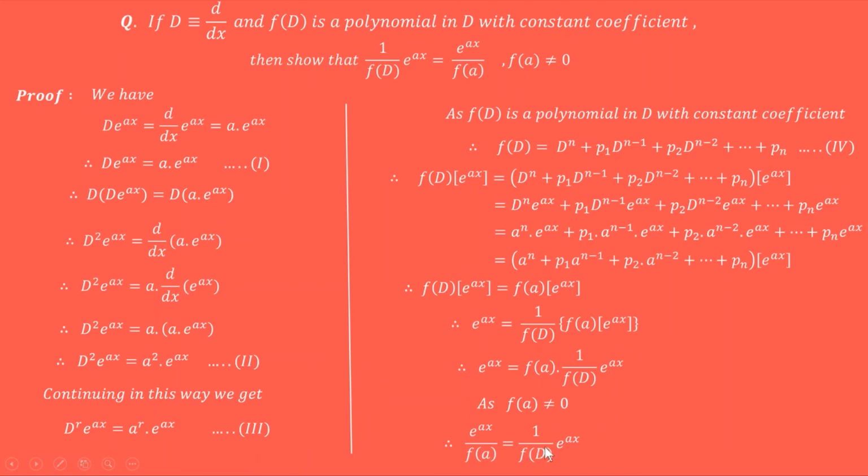Now interchange right hand and left hand side, so we get 1/f(D) e^x = e^x/f(a). Hence proved. That was to show. And so we get the result 1/f(D) e^x = e^x/f(a). Instead of D, we have to put a. But the condition is that f(a) should not be 0. Hence the proof of the question.